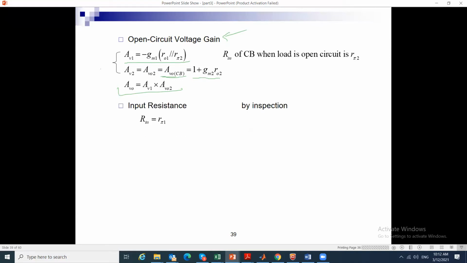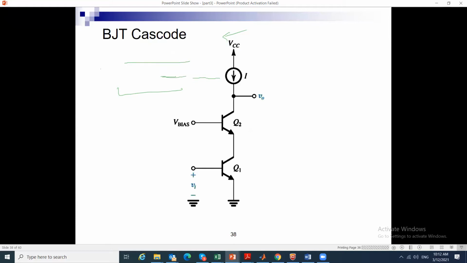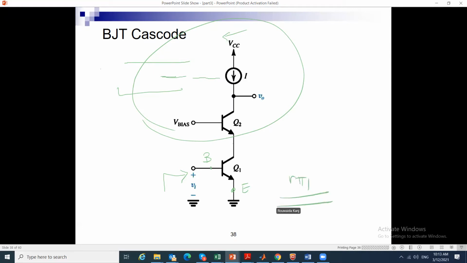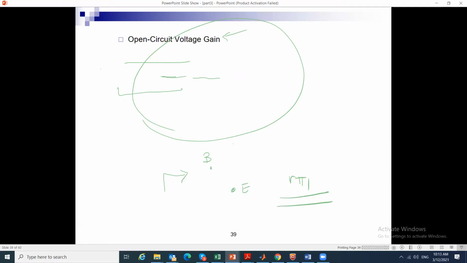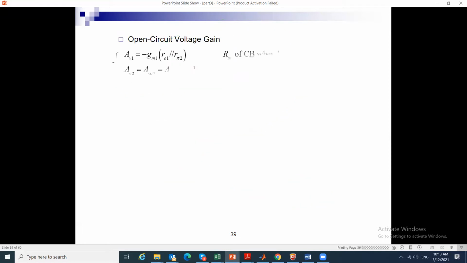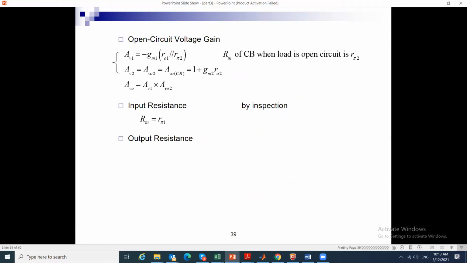Now, the input resistance to the cascode. If we go back to the previous picture, what is the input resistance here? I'm looking into the base of a transistor with the emitter grounded, independent of what circuitry I have at the collector. What is the effective resistance? It is r pi. So the input resistance is r pi 1. Great, excellent.